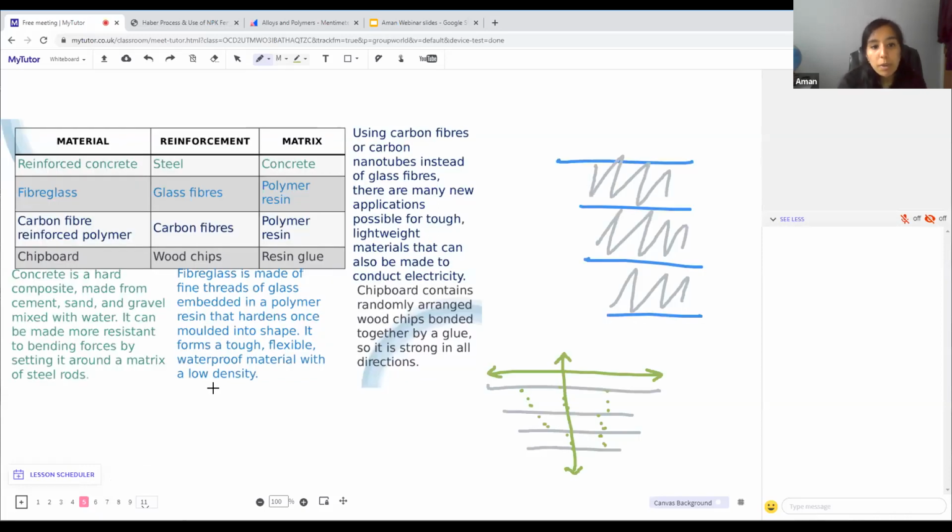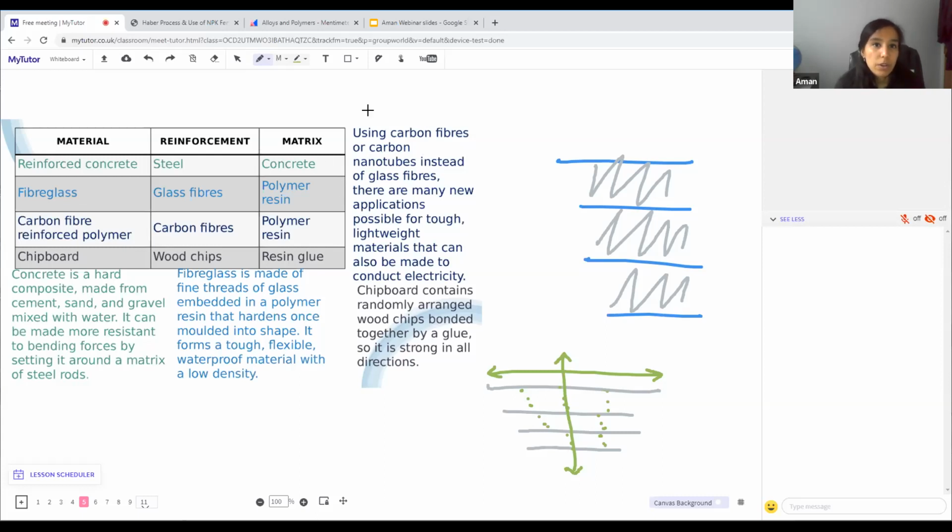What I'm hoping most of you will get from this is to understand the difference between reinforcement and matrix, and also how we can make different materials with different and improved properties. Adding the polymer to the glass meant that it's lightweight. It means that it's flexible, resistant to breaking. You could see that in the gloves. Those gloves are not going to break, but they're quite flexible, they're lightweight, and they're waterproof. That's why we use fiberglass.